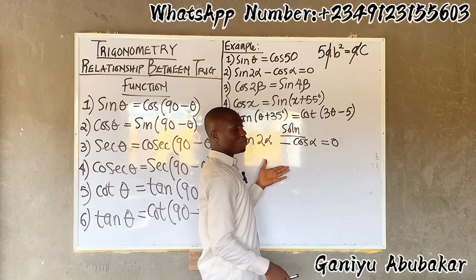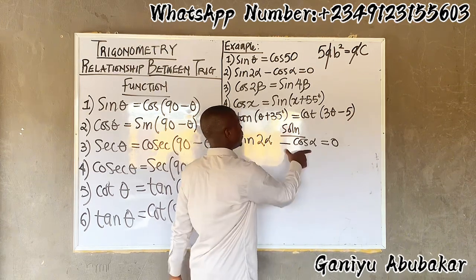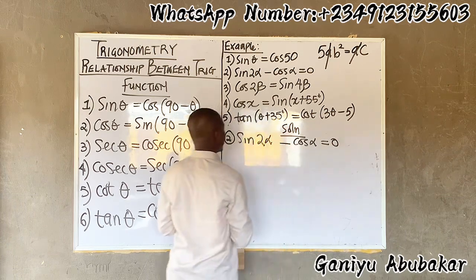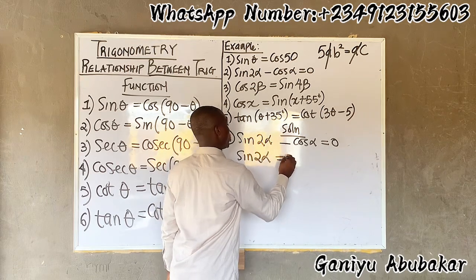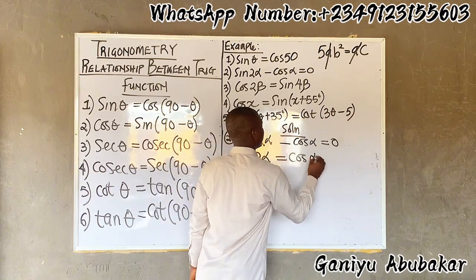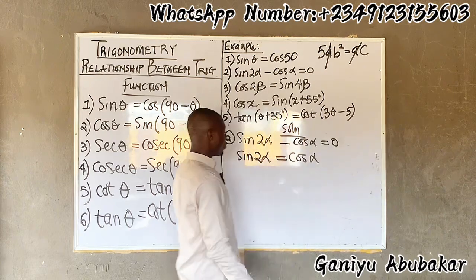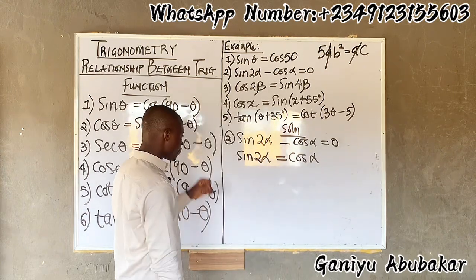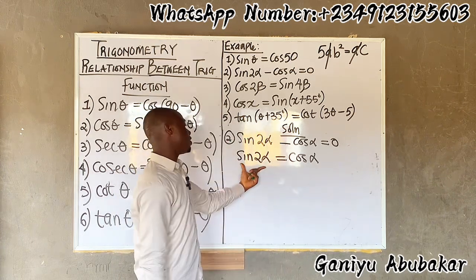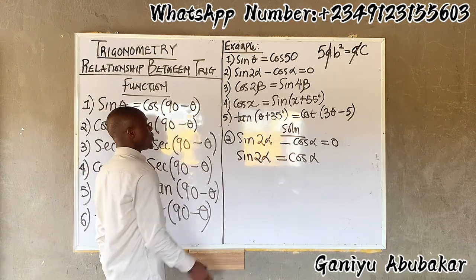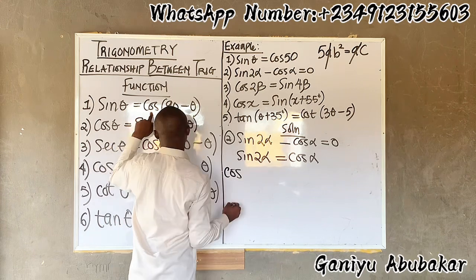So to make this equal form, I'll have to take this one to the other side. So I'll have sine 2 alpha equal to cos alpha. Take this one here, it becomes a positive cos alpha. From here, I can choose to change cos alpha to sine, or change sine to cos. So let me choose to take cos to sine.